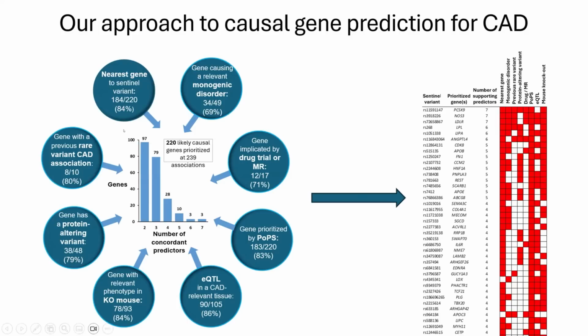And so what this looks like overall is we said there were about maybe 220 causal genes we could prioritize, but you see this heavy skew on the numbers of concordant predictors. So if you wanted to set a slightly higher bar, for example, and say, well, you need at least 3 concordant predictors, then that number instantly drops to more like 100 or so likely causal genes.